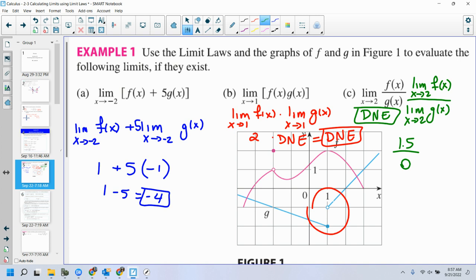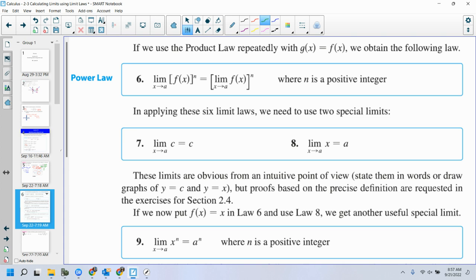Now, this is where we get to some fun stuff. We're going to start compiling rules and laws to use to really evaluate limits. This is where we can step away from the caveman method, the plug and chug method, to get to something a little bit more refined, a little bit more eloquent. If we use the product law repeatedly with g of x and f of x, we can obtain the following law. This is the power rule.